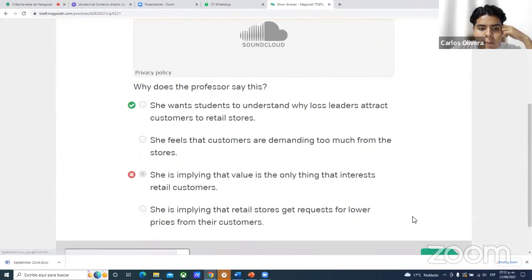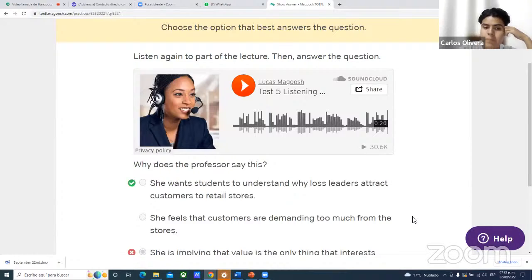So, the final question was, the correct response was number 1. She wants the students to understand why loss leaders attract customers to retail stores. And the correct response for this one, although I have to recognize the third one seems very tempting, is that if you remember, the professor says this in the context of having already explained what loss leaders are, right? And she explains that loss leaders is a technique that some stores utilize when they want to attract people without them knowing that they are being somehow, let's say, tricked, and they go to these particular stores because they need to get the most important products at a good price.